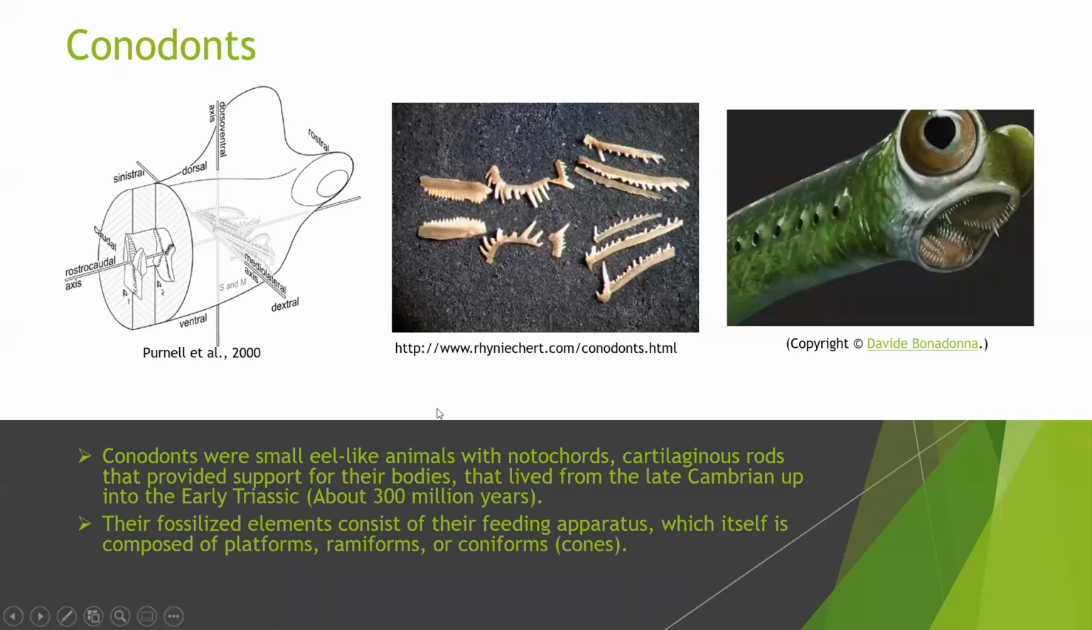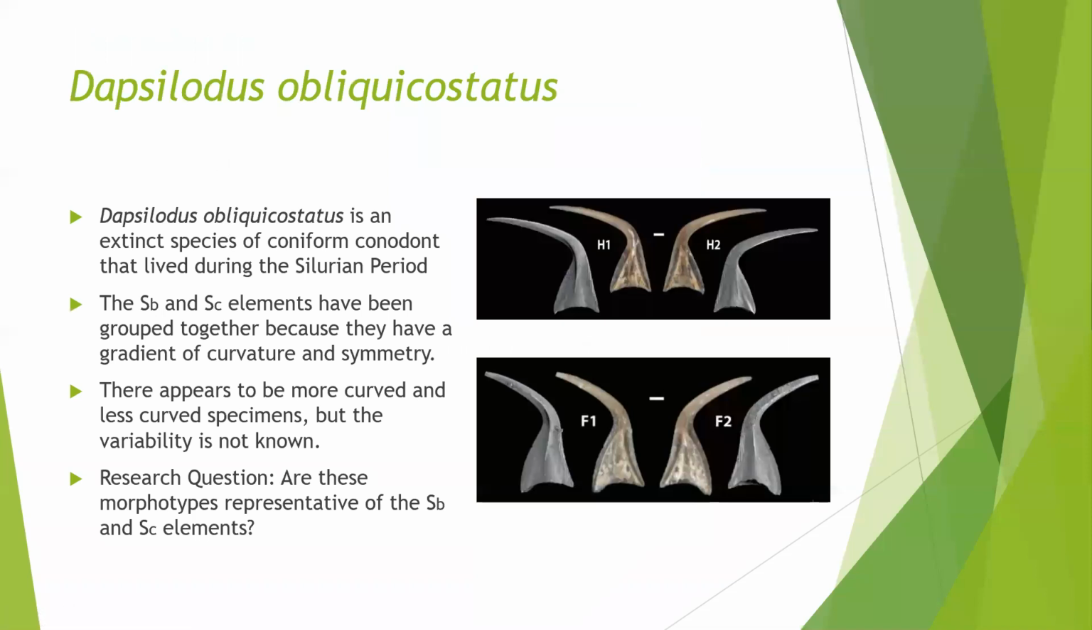Luckily, conodont fossils can be quite numerous, so we've managed to piece together approximations of what we believe to be the apparatus of a few well-documented species. Here's a view of what we believe the typical assemblage of a conodont to be in real life. Dapsilotus obliquicostatus was a conodont species that lived during the Silurian period that is represented entirely by coniform elements, shown here.